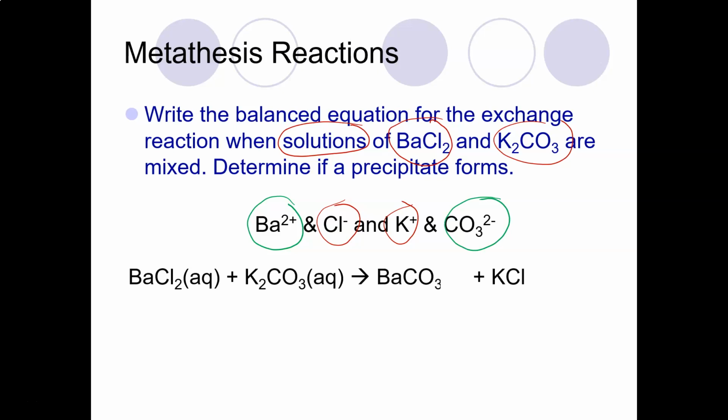And then my products, well, barium and carbonate. Well, barium is a +2, carbonate's a -2, so one of each works great. Potassium chloride. Potassium's a +1, chloride's a -1, so one of each. The charges cancel. Next, we need to look at our solubility rules.